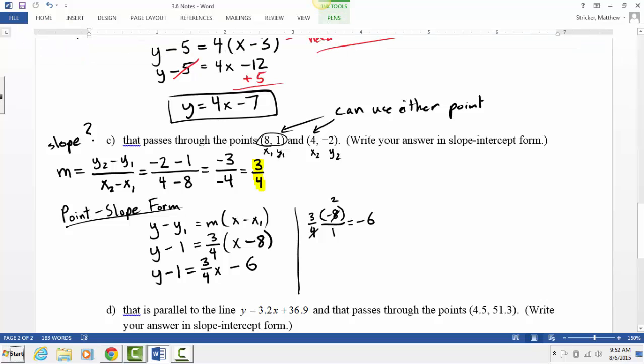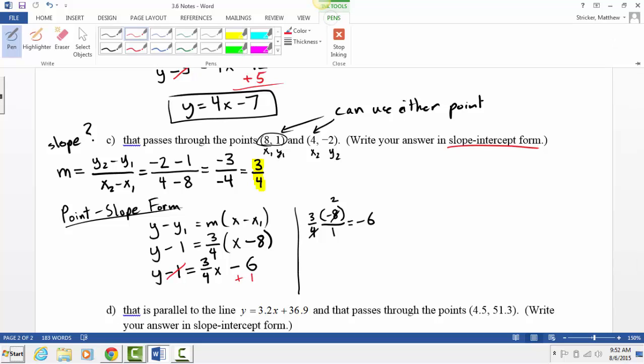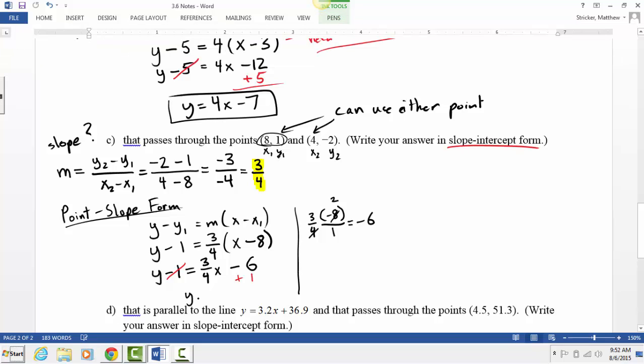And then, of course, to solve for y, because we want to put in slope-intercept form, we need to move that to the other side. We need to add 1. So we get our equation. We get y equals 3/4 x minus 5.